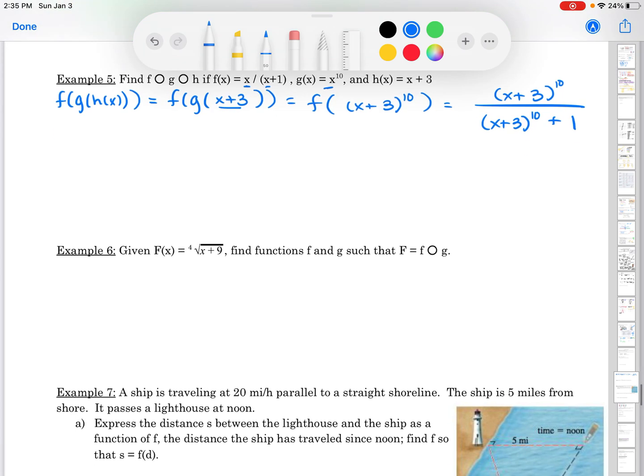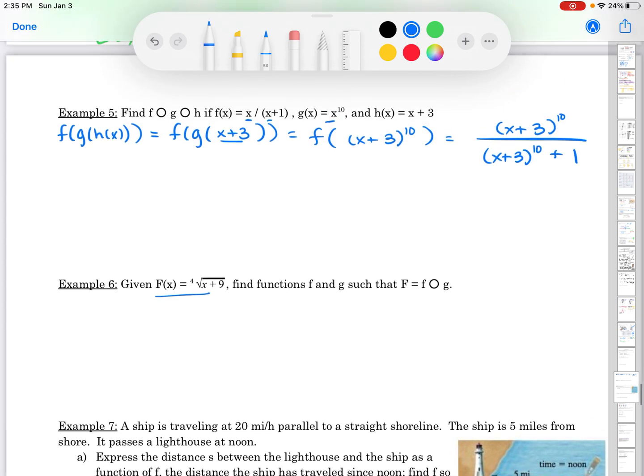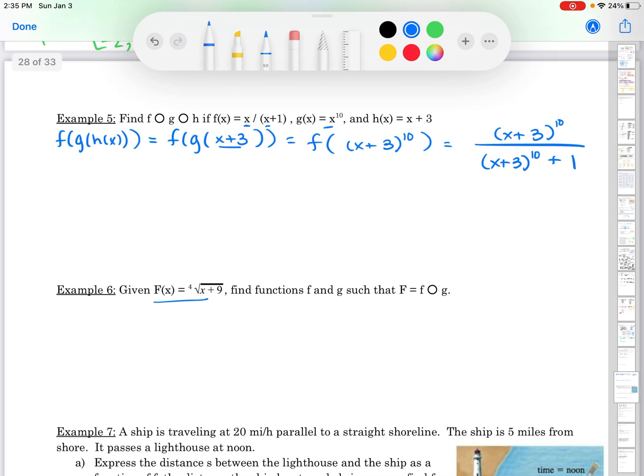All right. In example 6, basically I'm giving you the answer and you have to work backwards and find the functions you began with. So capital F of x is equal to the 4th root of x plus 9. We want to find those beginning functions such that F is equal to f of g of x. So there could maybe be more than one answer here, but we have f of g of x. That's really what this is equal to, the 4th root of x plus 9.